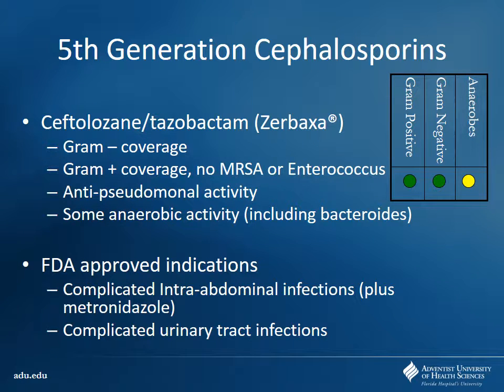The other new kid on the block as far as cephalosporins go include ceftolozane and tazobactam. You guys remember tazobactam from just a few slides ago, which is a beta-lactamase inhibitor. That's right. Yep, you guys got it. So again, it just helps to broaden the coverage of the cephalosporin. So again, it has good gram-negative coverage.